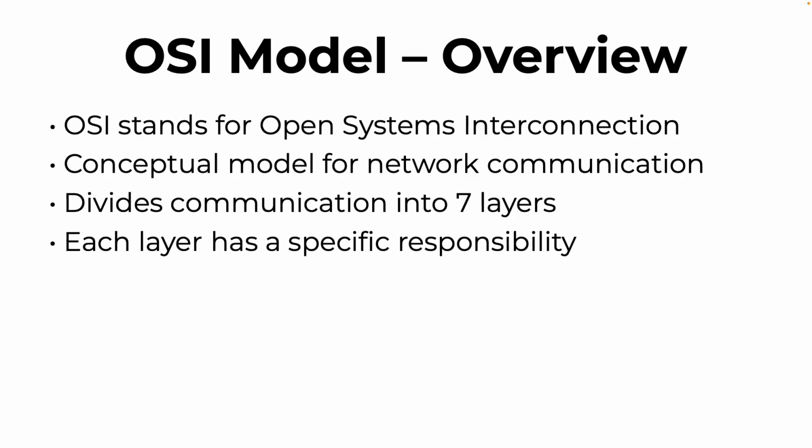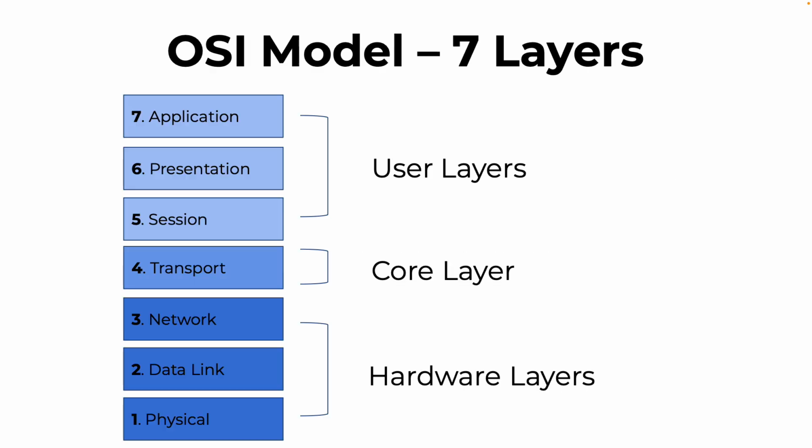Okay, so in the OSI model, the communication is divided into seven layers. Each layer has a specific responsibility. Let's get started with understanding each layer.